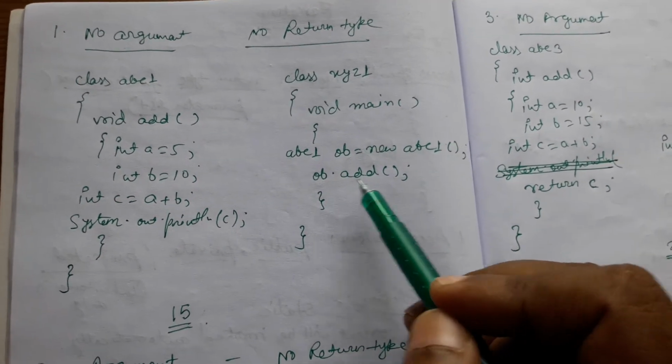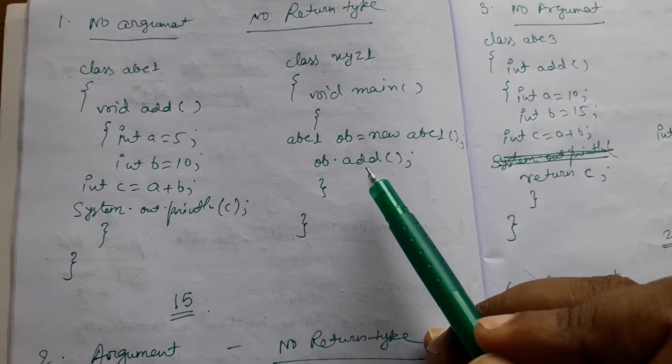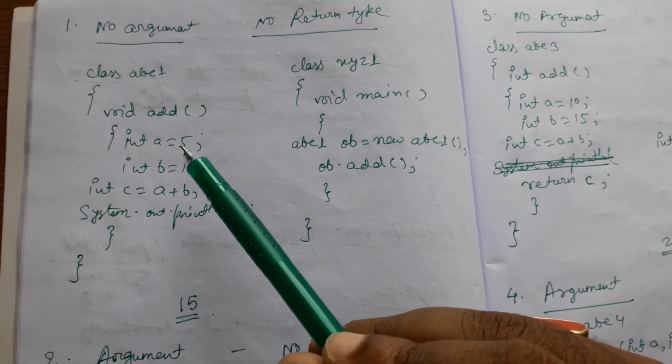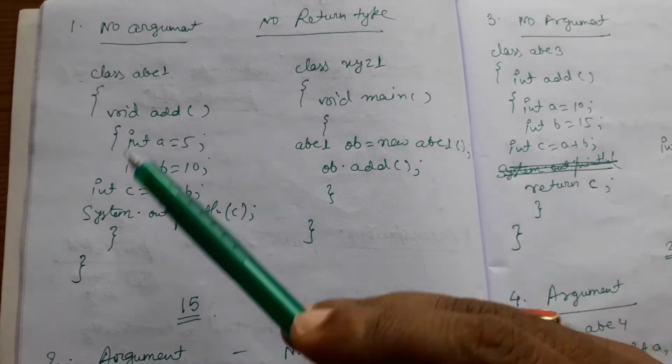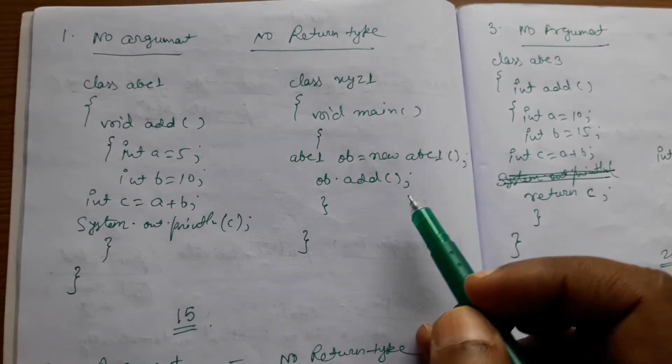Okay, so it will call this function first. When we run the main function, it will call the function add with object ob, and then it will execute the add function, and it will show us the result, suppose 15. Okay, then what is happening here?